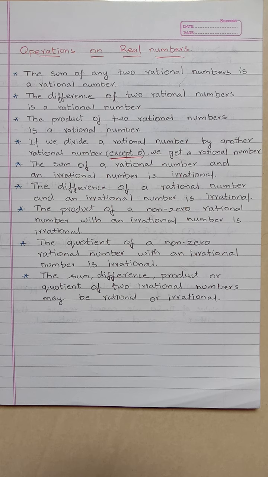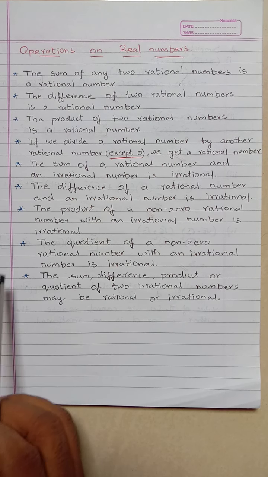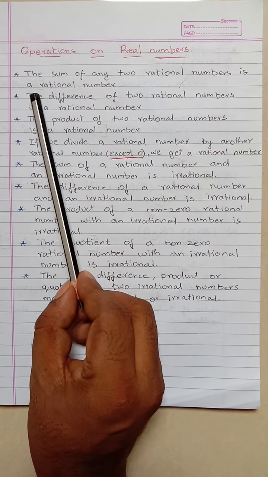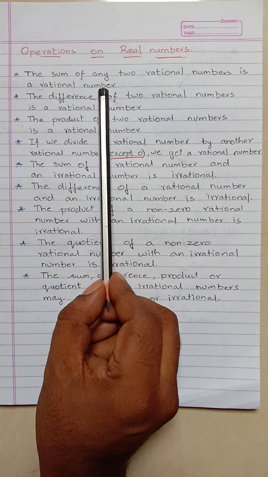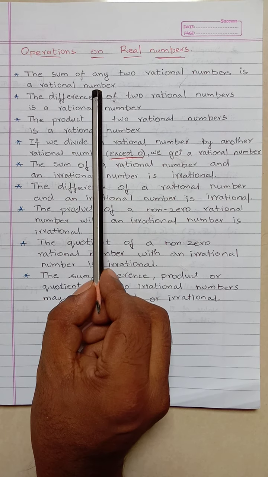So before we go for the exercise 1.5, let us see some operations of real numbers. The sum of any two rational numbers is a rational number. That is, when we add any two rational numbers, you'll be getting a rational number alone.